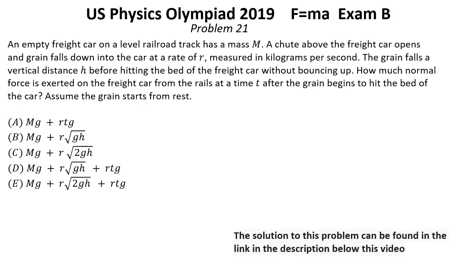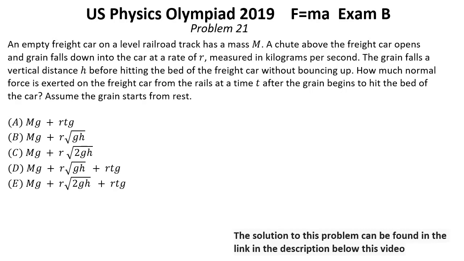Problem 21. An empty freight car on a level railroad track has a mass big M. A chute above the freight car opens and the grain falls down into the cart at a rate of R, measured in kilograms per second. The grain falls a vertical distance h before hitting the bed of the freight car without bouncing up. How much normal force is exerted on the freight car from the rails at a time t after the grain begins to hit the bed of the car? Assume the grain starts from rest.